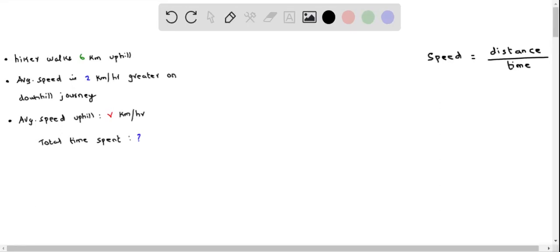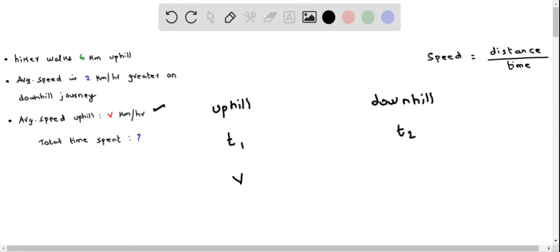Here we write a simplified rational expression for the total time spent hiking in terms of the average speed for uphill, that is v kilometers per hour. So we can split the situation into two parts, one for the uphill journey and another for the downhill journey. Let's say t1 is the time taken for the uphill journey, and t2 is the time taken for the downhill journey, and v represents the average speed for the uphill journey as given in the question.